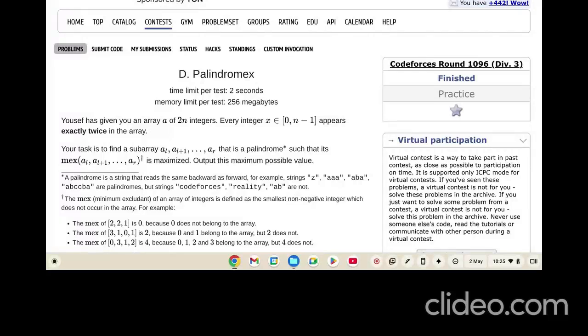Hello everyone. So today we will solve the problems of Codeforces Round 1096 Div 3. I will try to solve all the problems, or at least all except the last one. If I'm able to give a better solution to it, I will definitely try to do that as well.